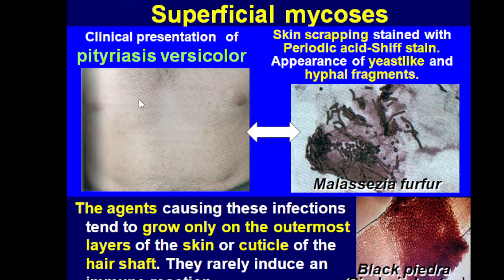And even if it is not visible, the changes occur in the body. But if we take a scraping out of the infected area and perform staining with periodic acid-Schiff stain, then we see the yeast-like and the hypha fragments of the fungus Malassezia furfur. See, we don't even see that it is there. Staining will help us to see it.